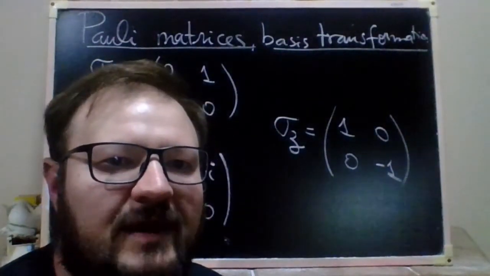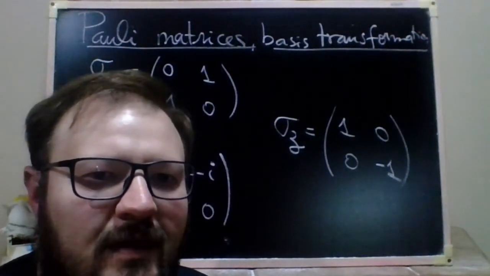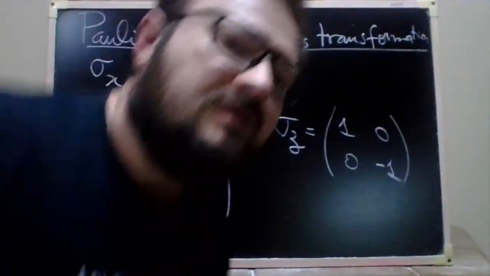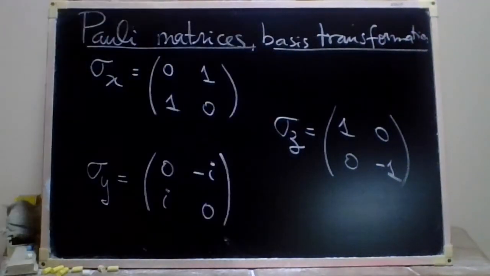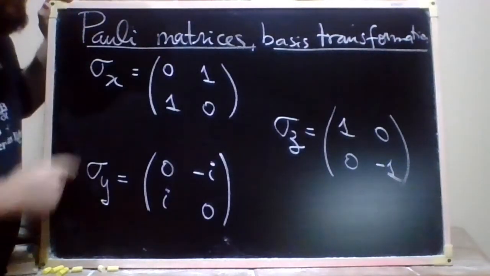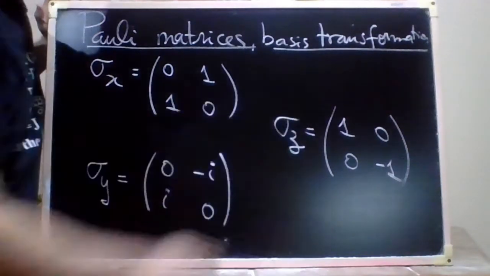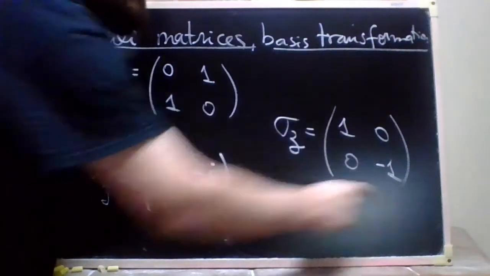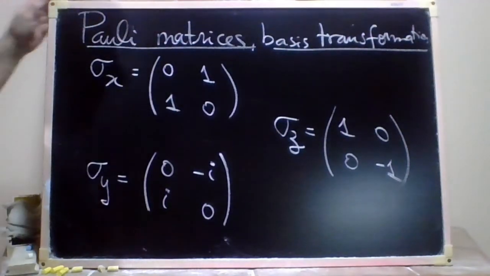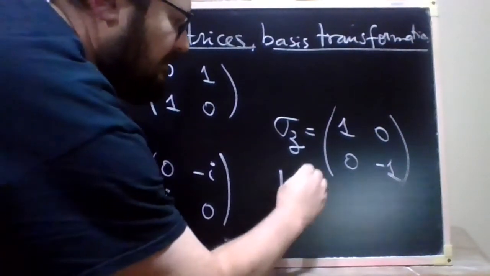The aim of this lecture is to address some questions related to Pauli matrices and basis transformations. So let's do it. First of all, the Pauli matrices are defined this way in the basis which diagonalizes the sigma z matrix, and this basis can be represented this way.